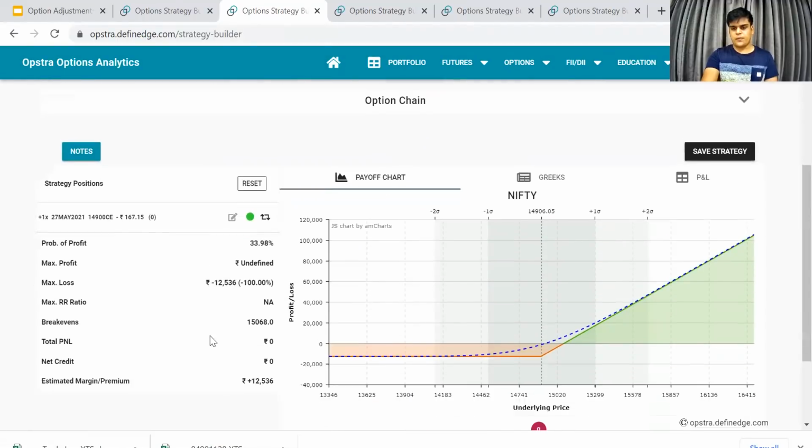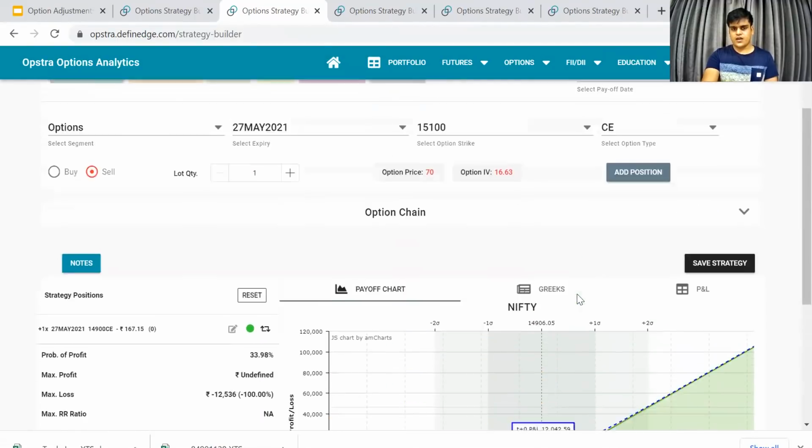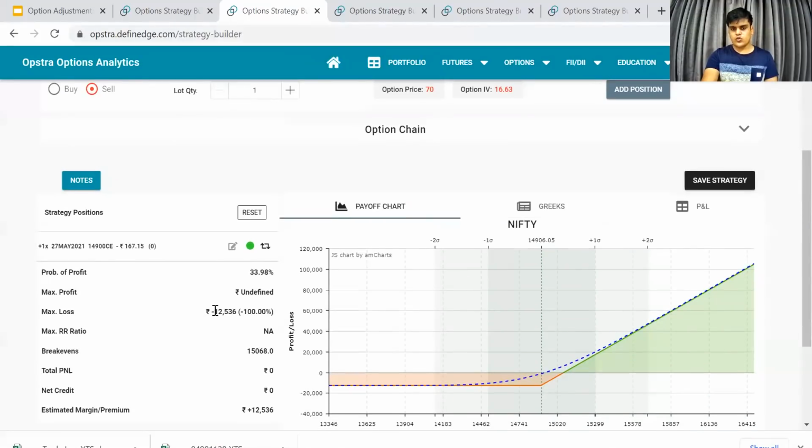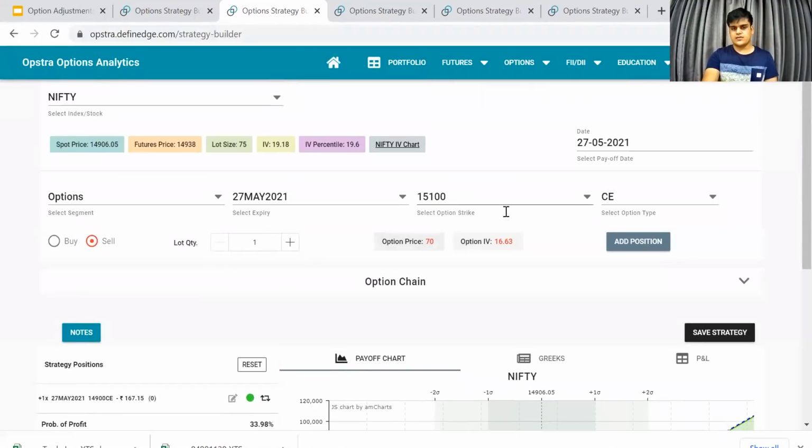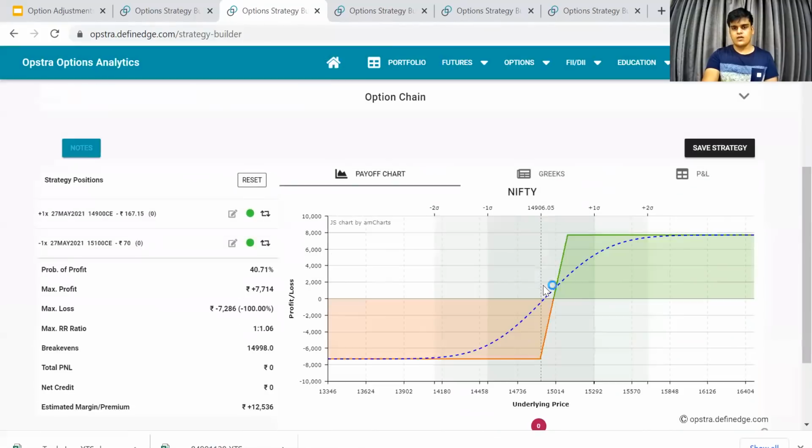You can see that this is the payoff of a naked call. Your max loss is 12,000. But if I sell this, your max loss is reduced to 7,000. Even your max profit is reduced, but it's fine because your break even is slightly improved. Earlier it was 15068.